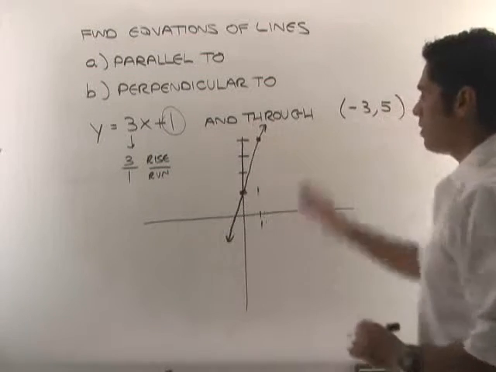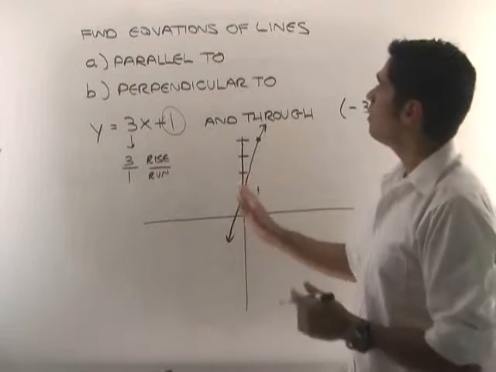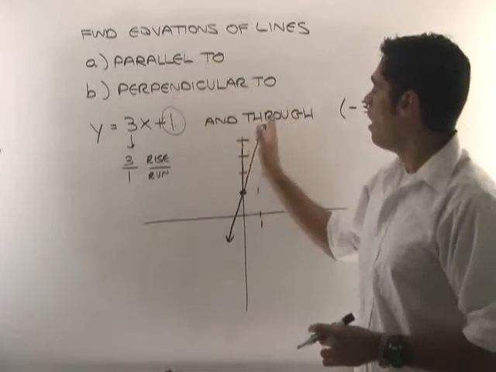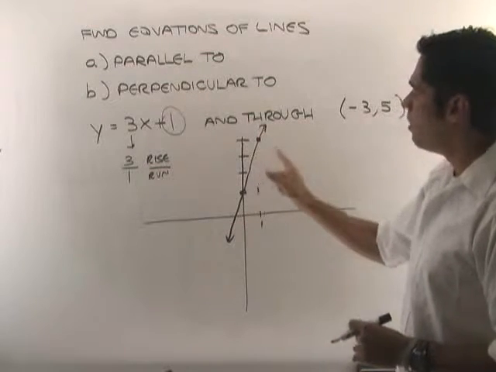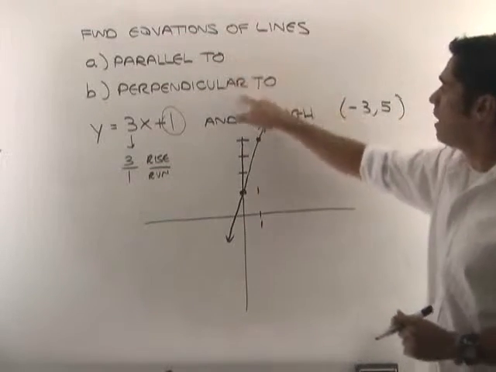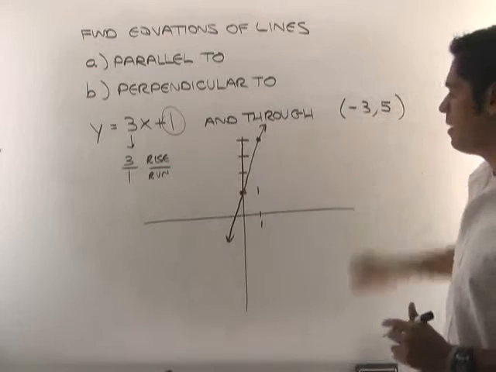Okay? Now, that's not what we want. We didn't want to draw it. We wanted to find the equations of a line that's parallel to that line and perpendicular to this line. But there's one given condition. The parallel line and the perpendicular line must go through the point -3, 5.